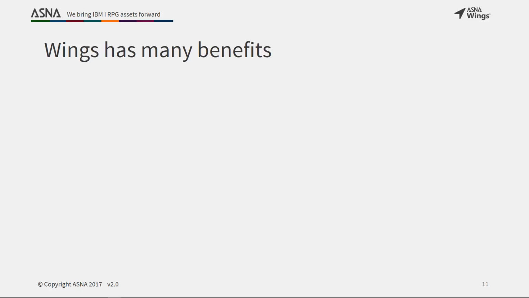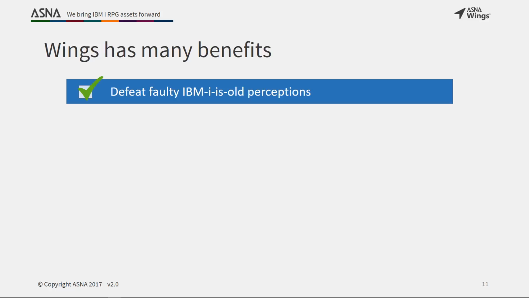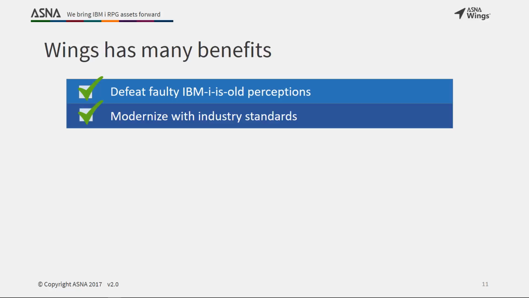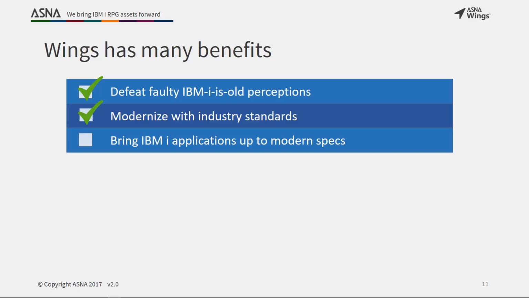ASNA Wings has many benefits. The Wings UI quickly dispels the myth that your IBM i is old-fashioned. In fact, it's likely that with Wings, users won't even know they are using an RPG application. The Wings UI is built with industry-standard HTML5 web pages. It can be customized with the extended user interface controls that Wings includes, such as images, bar charts, and Google Maps, but it can also be extended with standard web techniques and components.